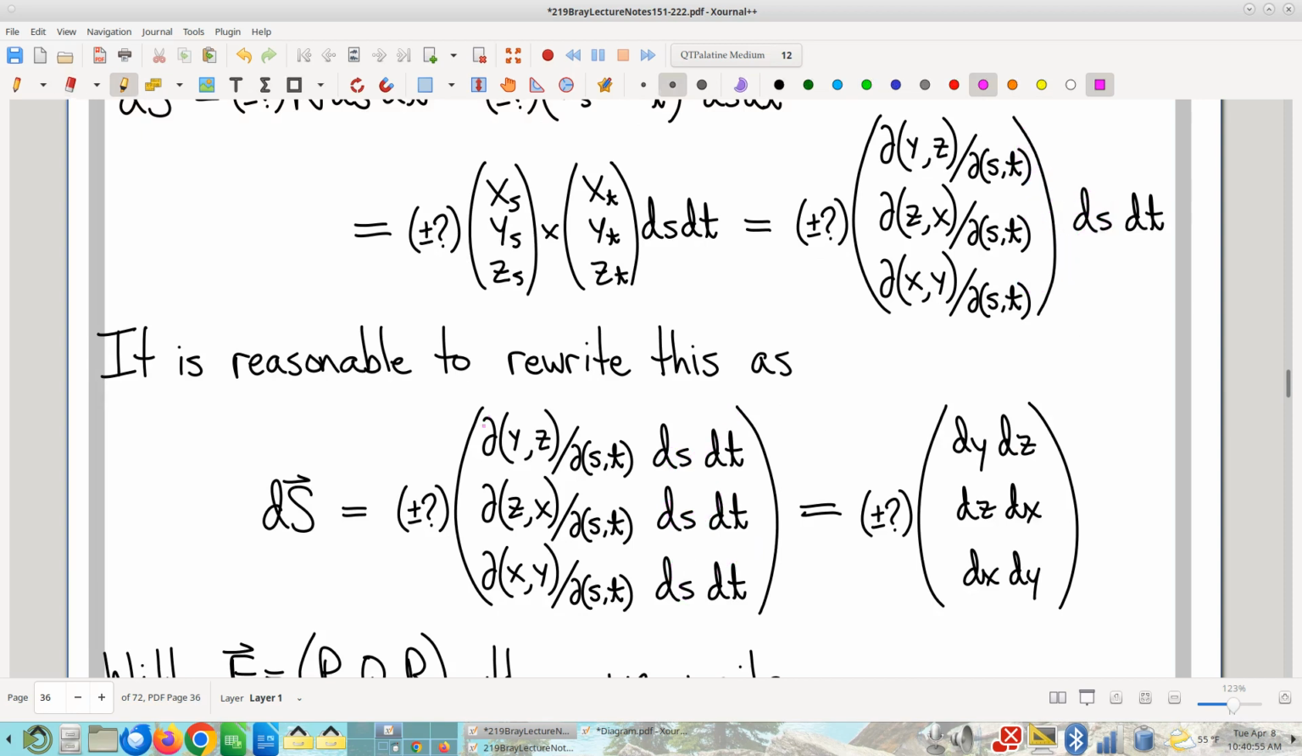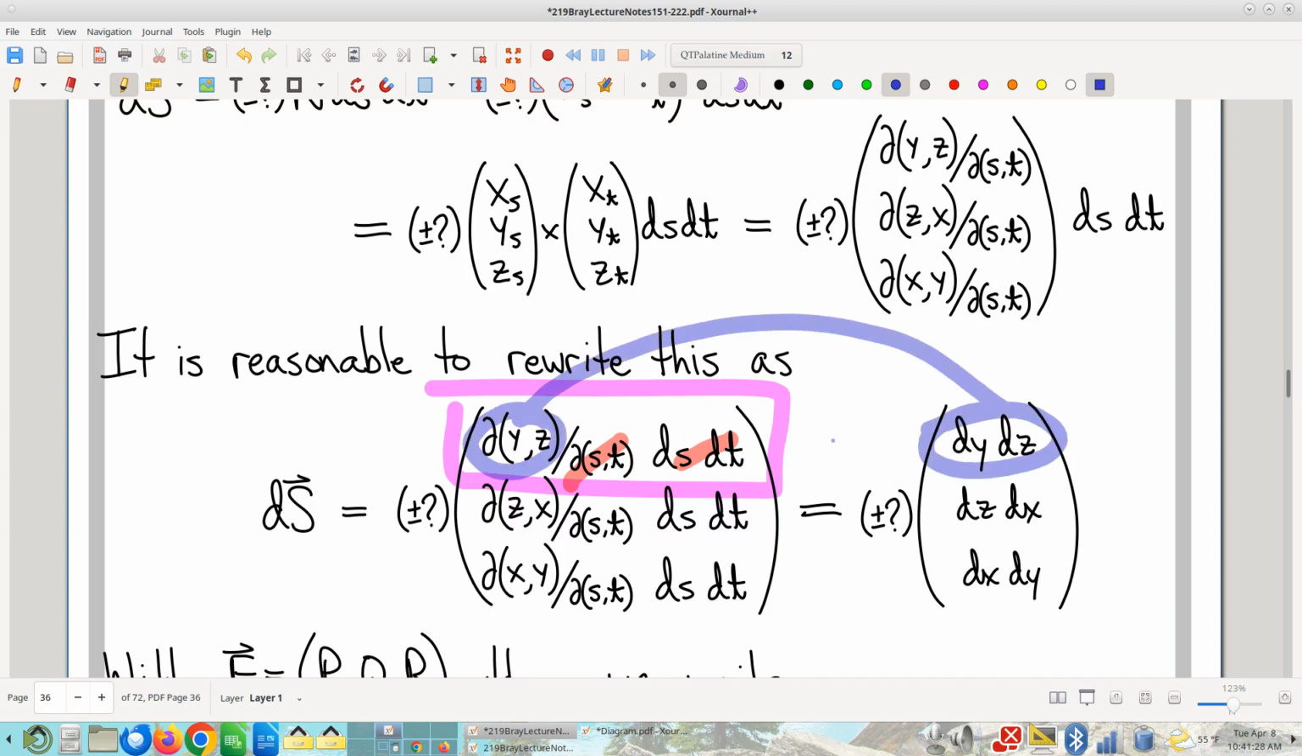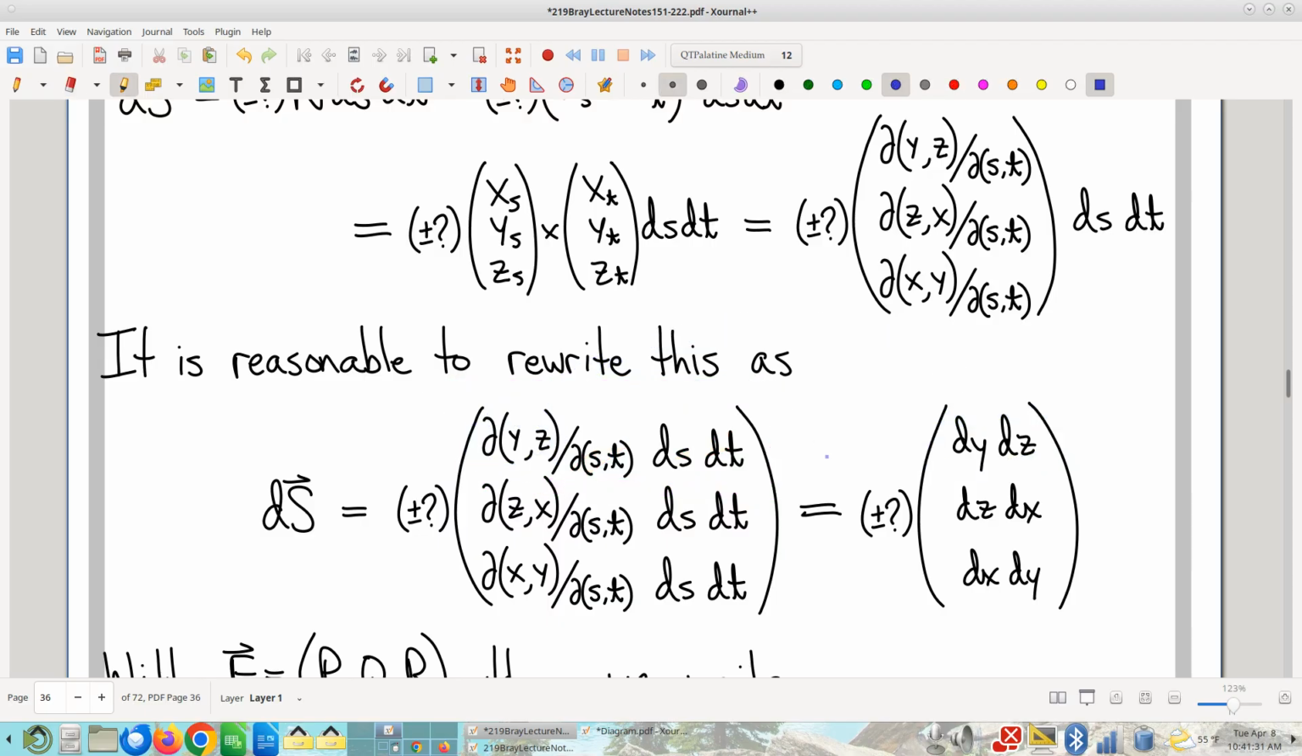Now I have, for example, partial yz, partial st, ds dt, and we've seen this before. You remember this little notational math crime, right? But it's very convenient and always points you in the right direction, that we talked about back in chapter 5. Boom, there it is. Kind of cancel those, and that suggests that maybe this whole thing ought to be called dy dz. So we're going to do that. We're going to call that dy dz, and likewise this dz dx, and likewise this dx dy.